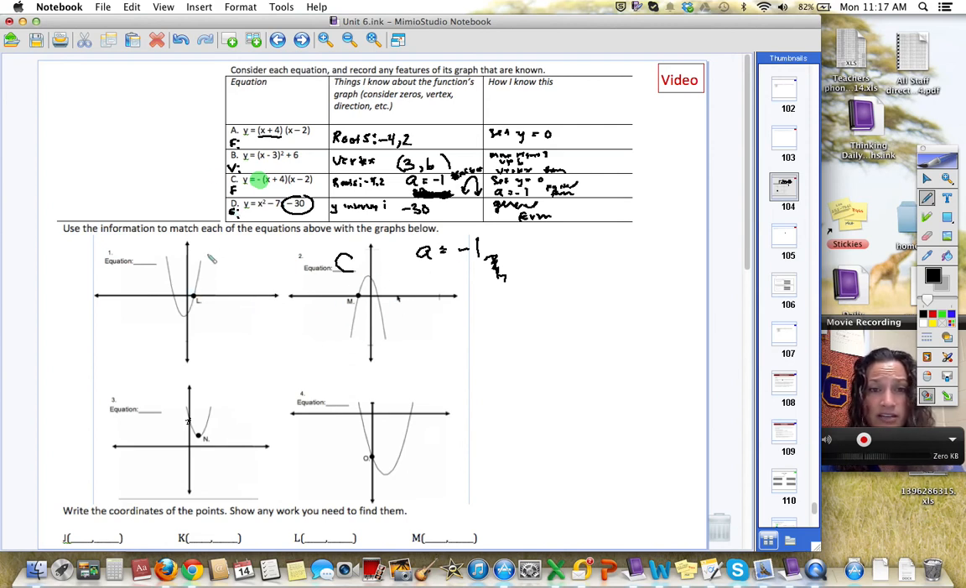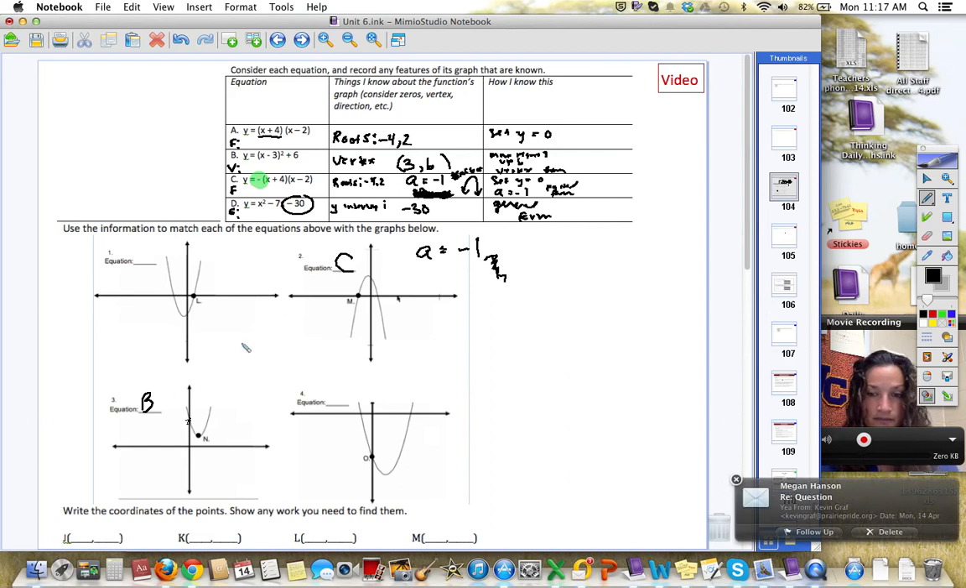Another one that I like to look at is vertex. Vertex form, I'm just going to look for a vertex that's 3, 6. That's negative, it's not going to be this one. This is a negative something, like a negative number. So this looks like 3, 6, I'm going to assume. That's the only one it could possibly be. So this has to be B because of the vertex.